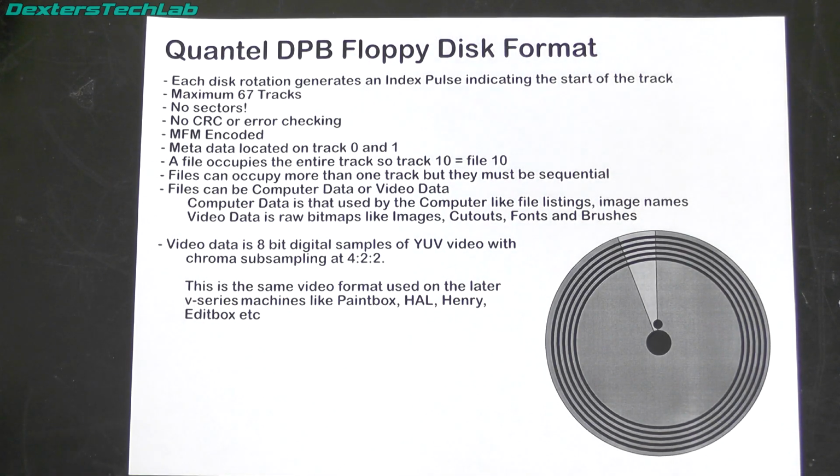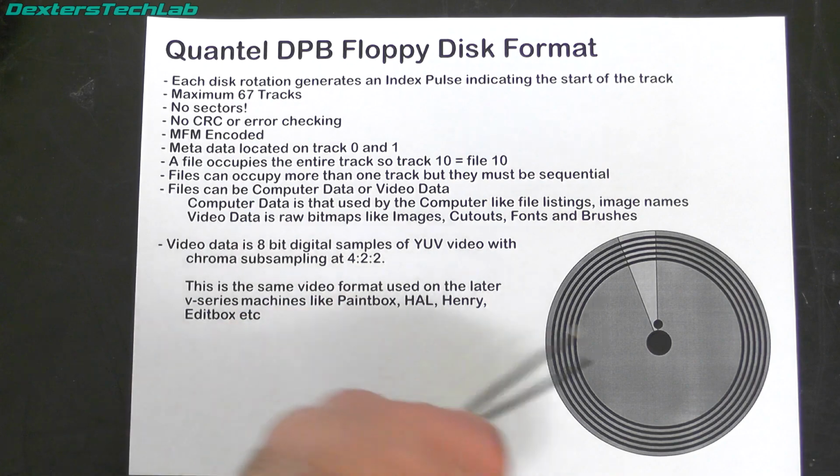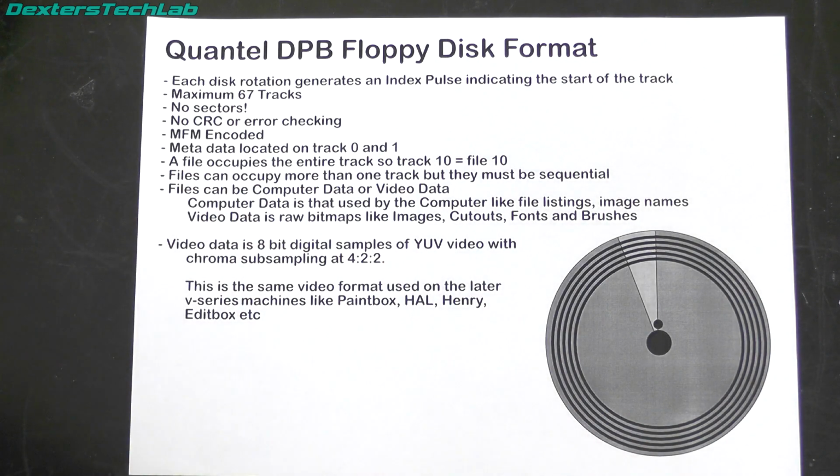Now Quantel's disk format is rather different. Although the media is physically the same, the biggest change is there are no sectors on a Quantel DPB disk. So again we have the circular media with the index hole. There's a slight reduction in the number of tracks for the actual drive that's in use on the Quantel DPB. It's up to a maximum of 67 tracks, which is just slightly less than what the actual hardware supports.